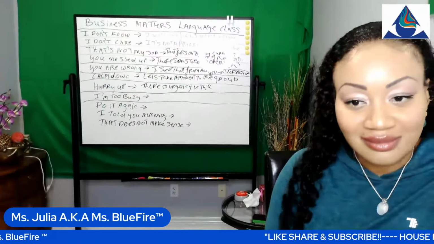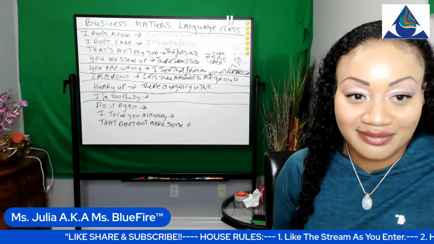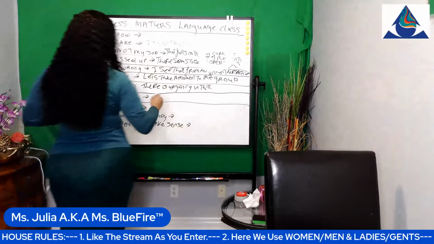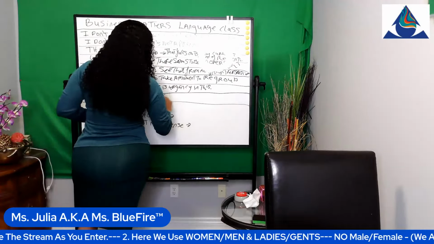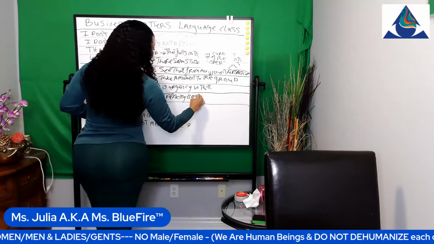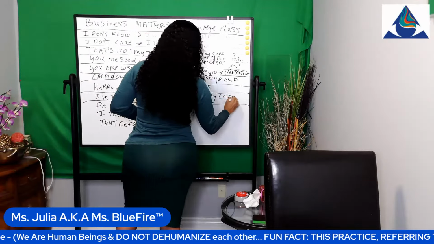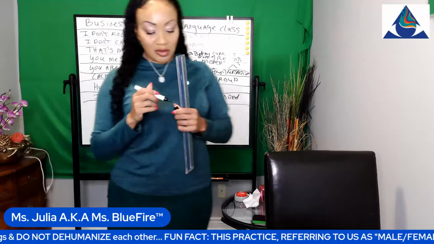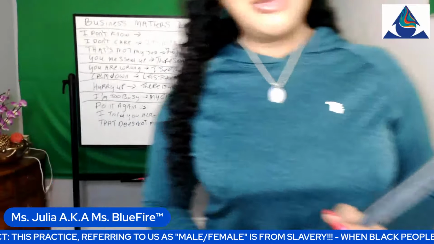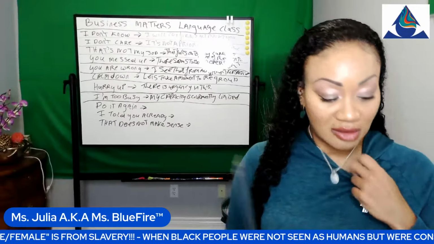Next. I'm too busy. What are you going to say instead of I'm too busy? You're going to say, my capacity is currently limited. You can say that. My capacity is currently limited. That basically means I don't have the bandwidth right now to deal with that, because I'm too busy on whatever it is that I'm doing.